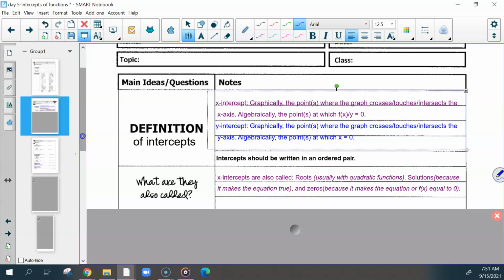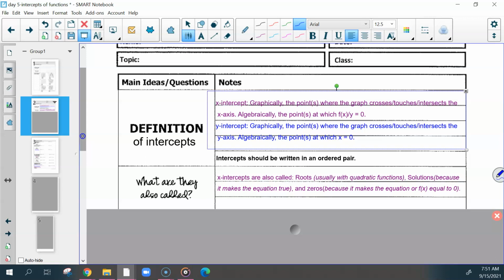For your y-intercepts it's basically the opposite. I know that's really small, that's why I'm saying it out loud. I'll rewrite it as well. Y-intercepts graphically is where it touches or crosses the y-axis. Algebraically, it's where x is 0.